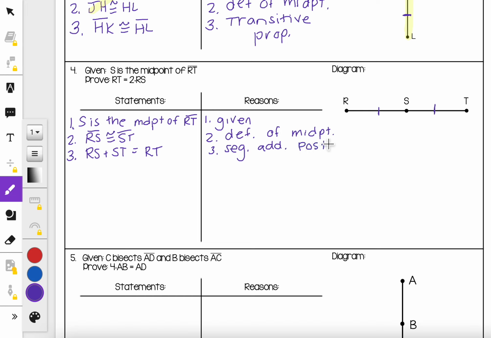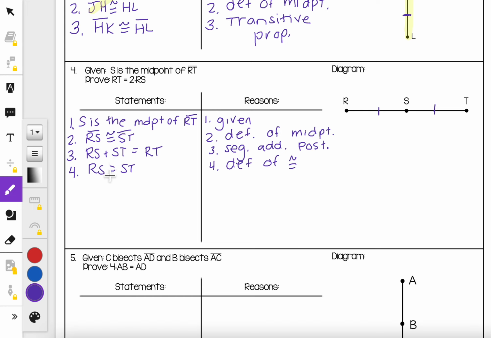So RS plus ST equals RT by the segment addition postulate. Okay? In order to do any substitution, I actually need to put in that RS equals ST by the definition of congruence. You could have done this before the segment addition postulate. You could have done this after. That specific order doesn't matter. But you have to have this step in here before we do any substitution.